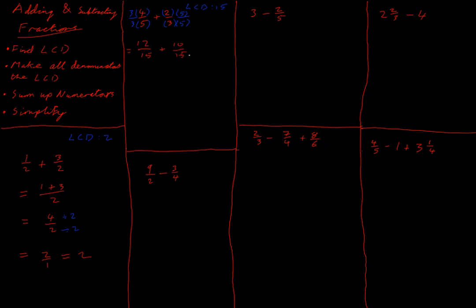I now have what I like. I want to have both of my denominators the same. They're both 15 now. So now I can go on to my next step. I can sum up my numerators. So I have 12 plus 10 are my numerators, and they're both over 15. They have the same denominator. I can add that up, and I get 12 plus 10 is 22 all over 15. And there's no common factor that I can see between the top and the bottom, so that means that my job is done. That is my final answer.